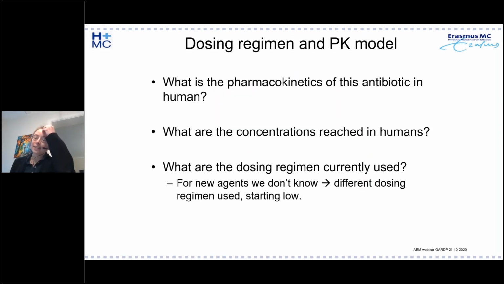Okay, thank you. So there are some core questions here in pharmacokinetics. How does it behave? What concentrations are reached? With some drugs we know, we're going to look at the dosing regimens currently used in clinical practice. But for new agents, we don't know how they behave. So we normally start with a low dose and go up with the dose, a single ascending dose study, and we're going to find what is needed to reach appropriate concentrations. Next slide.